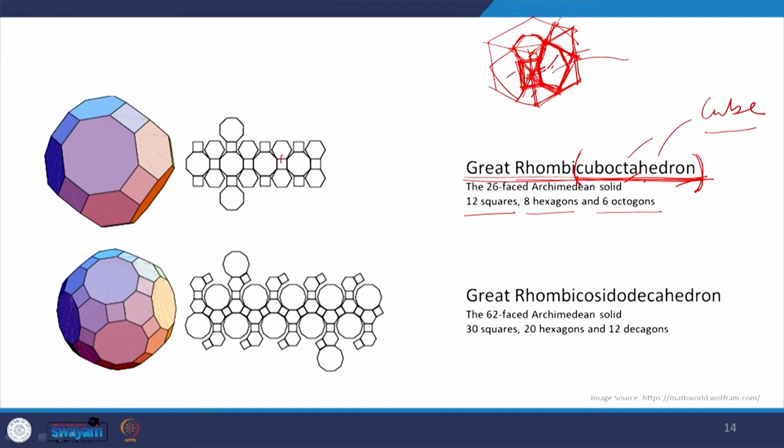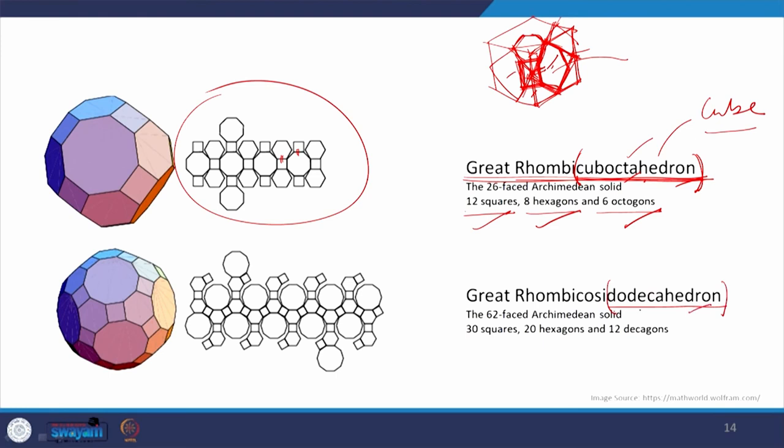If you look at it here, this is the same side for each one of these. So, we get 8 hexagons, 6 octagons and 12 squares to develop this cuboctahedron. Similarly, if you look at this, this is a dodecahedron. So, we know how to draw a dodecahedron. It is coming out of the pentagon.